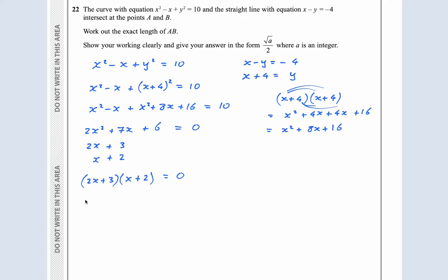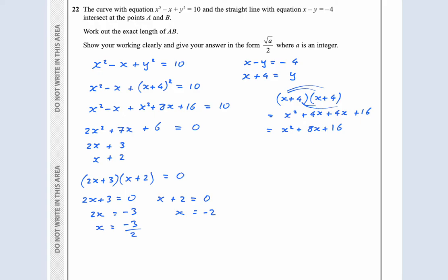Okay, so here I have this equals 0. So the solutions are 2x plus 3 equals 0, and x plus 2 equals 0. Then I have 2x equals negative 3, and x equals negative 3 over 2, and here x equals negative 2. So these are my two x coordinates.